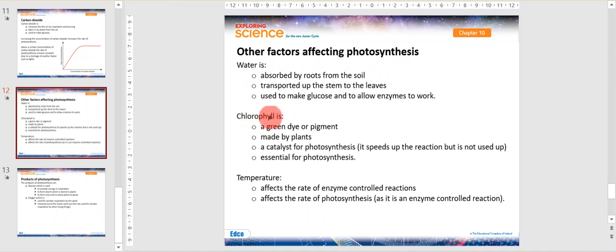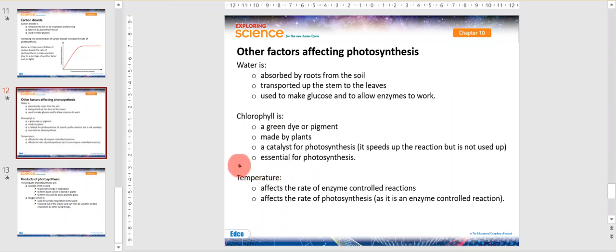Chlorophyll. So again, what is that? It's a green dye or pigment that's in plants. That's why they're green. It's made by the plants and it's a catalyst for photosynthesis. A catalyst means that it speeds up the reaction but is not used up by the reaction. So it helps the process of photosynthesis, but it's not being depleted through the process. And again, this chlorophyll is essential for photosynthesis.